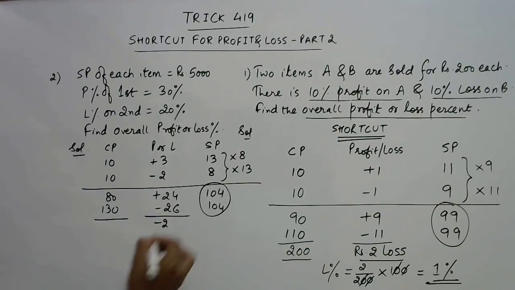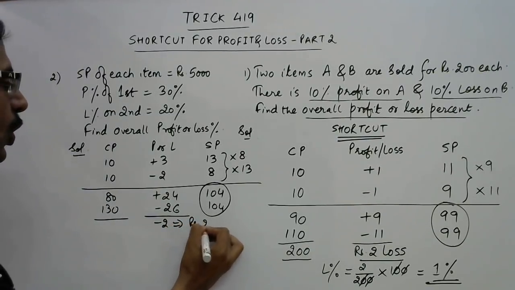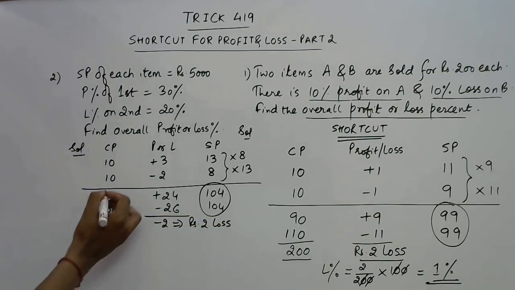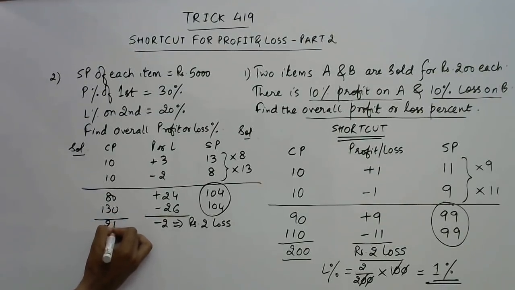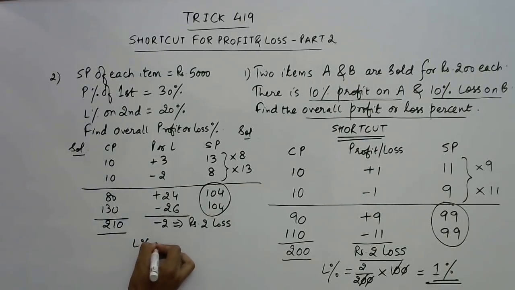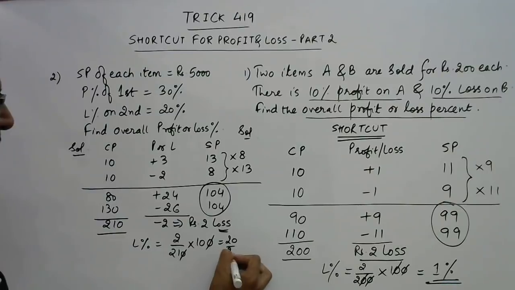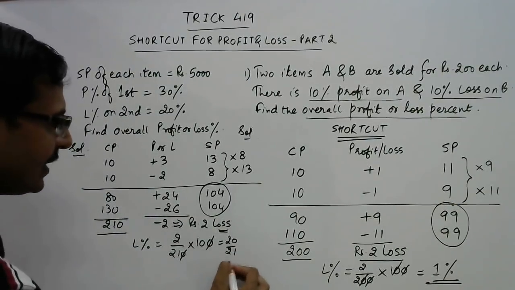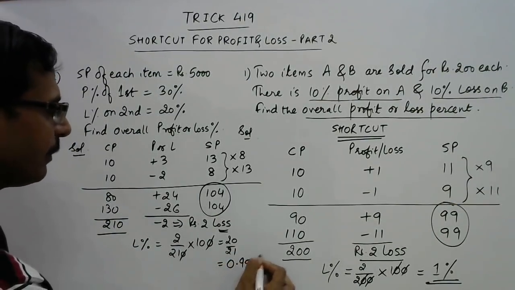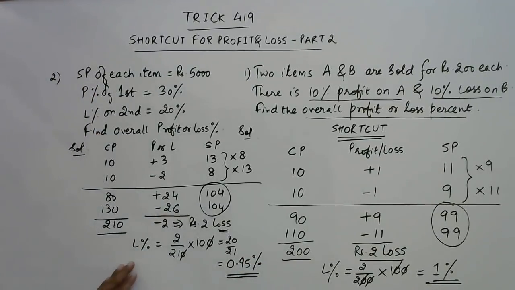So plus 24 and minus 26 is minus 2. And what does minus 2 mean? It means rupees 2 loss. And what is the total cost price which we obtain here? 210. So loss percent, because there is loss, the overall result is negative, so there is loss. The loss percent, loss upon CP into 100. So 10 gets cancelled. 2 into 10 is 20. 20 by 21. So loss percent is, if you divide these two, this is nearly equal to 0.95%, which is the overall loss percent.